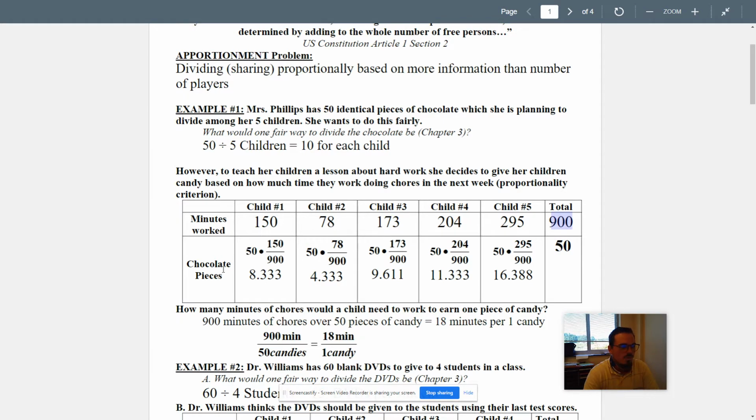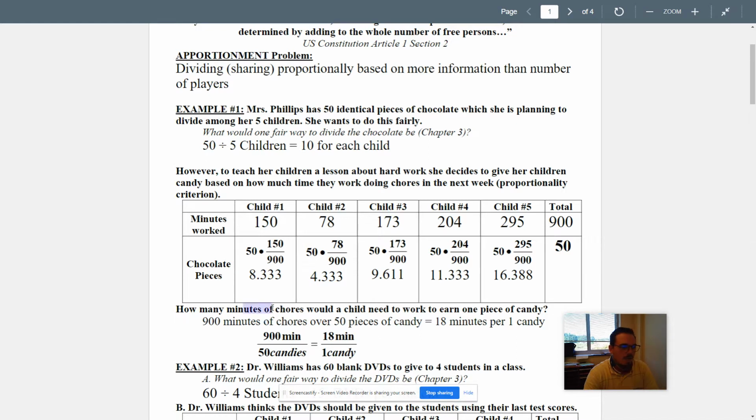So what we're going to do is take the number of pieces and take that child's work hours divided by every child's work hours. And that's going to give child number one 8.333. Child number two, again, they worked 78 divided by what everybody worked, which was 900, and then multiply it by the 50 pieces of candy. So you can see where all of this comes into play. Now, each one of these should all add up to be 50, and they do.